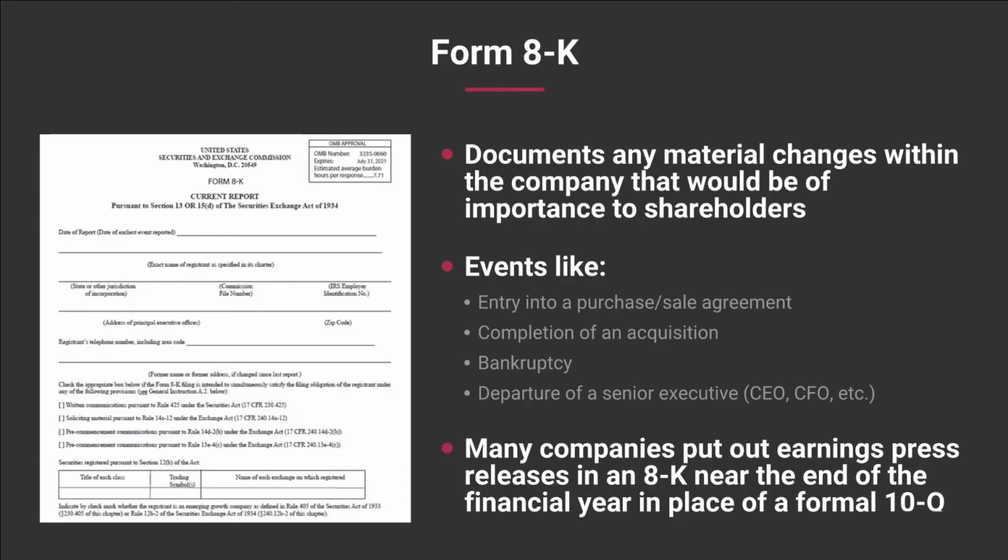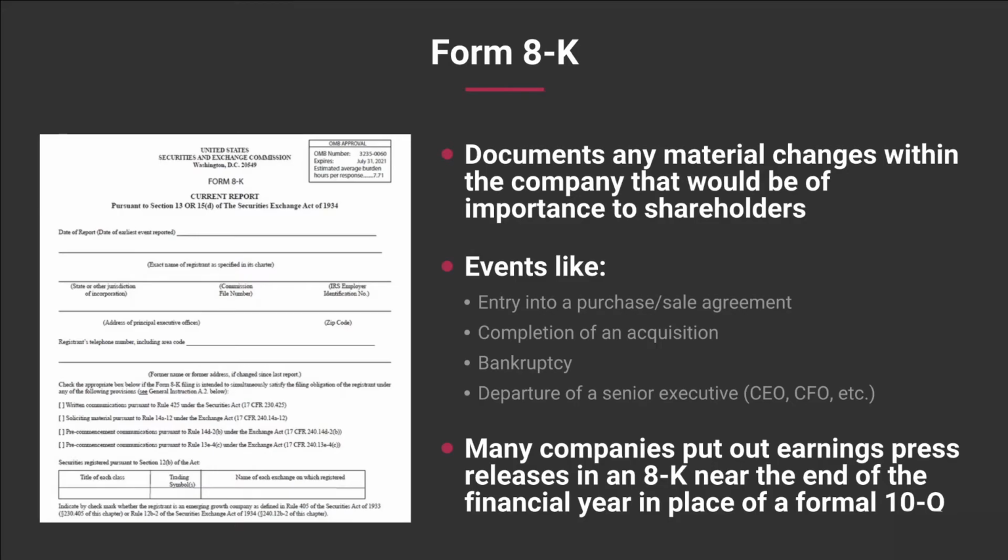Many companies put out earnings press releases in an 8-K near the end of the financial year in place of a formal 10-Q. So at the end of the financial year, instead of filing a formal 10-Q for that financial quarter, many companies will just incorporate that data into their 10-K for the year. But what a lot of investment bankers rely on is the earnings press release that they put out in an 8-K at the end of the financial year that gives accurate financial information for that specific quarter. It sort of acts like a 10-Q for the fourth financial quarter for some companies.